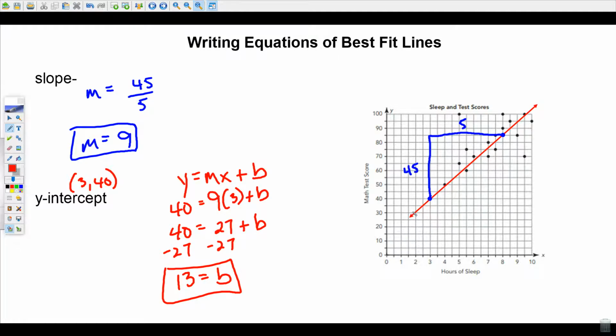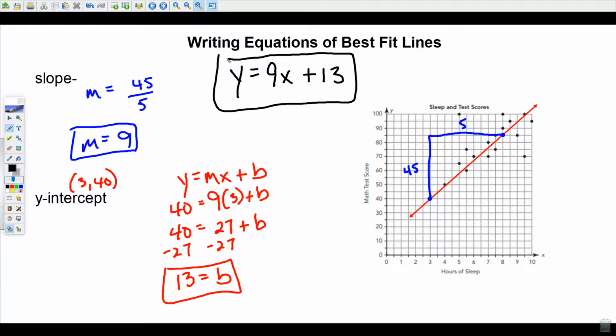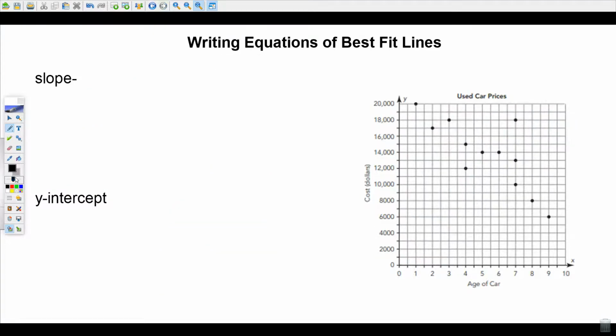Let's make sure that's reasonable. So if we were to continue this line, I think we're going to be a little bit under 15, which is good. And our slope was positive. That's a positive association. So now I can write the line in slope intercept form. y equals 9x plus 13. There we go. Let's do one more.